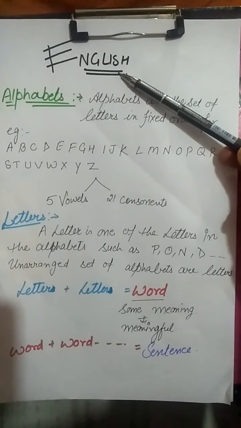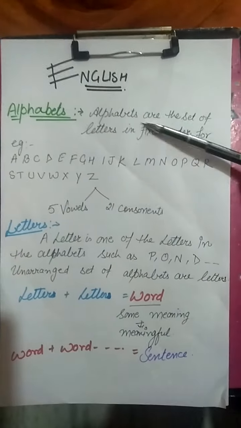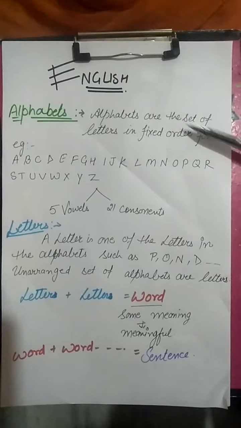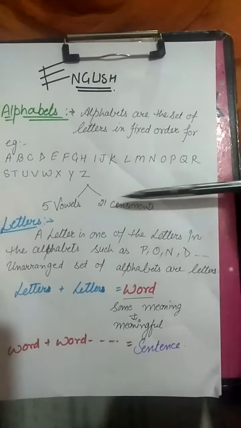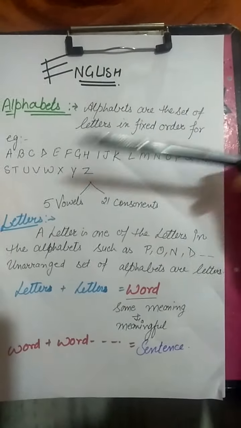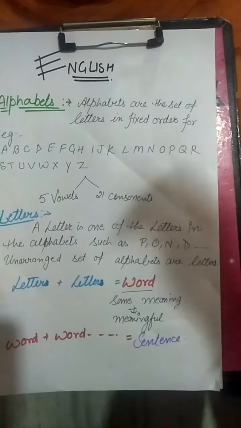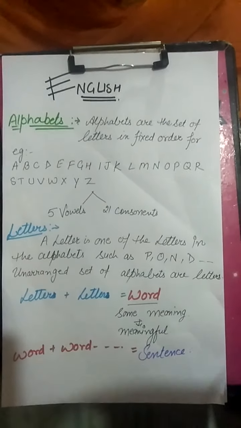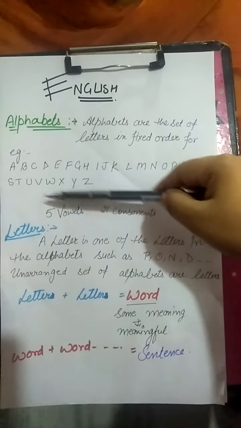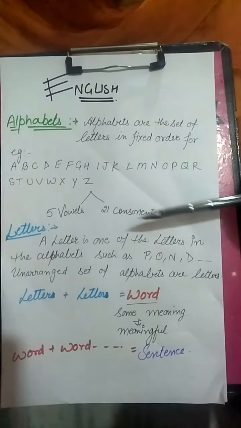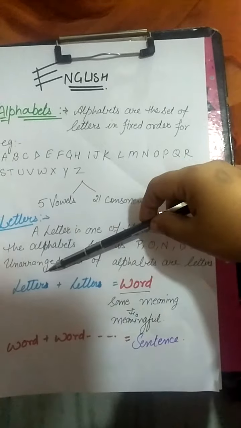So, as it is an English class, English forms from the alphabets. So, what are the alphabets? Alphabets are the set of letters in a fixed order, for example, A to Z. It's again divided into two parts: vowels and consonants. The difference between alphabet and letters is that a letter is one of the letters in the alphabet only, such as we can pick any of the alphabet, for example J, P, D, W, R, Z. So an unarranged set of alphabets are letters.